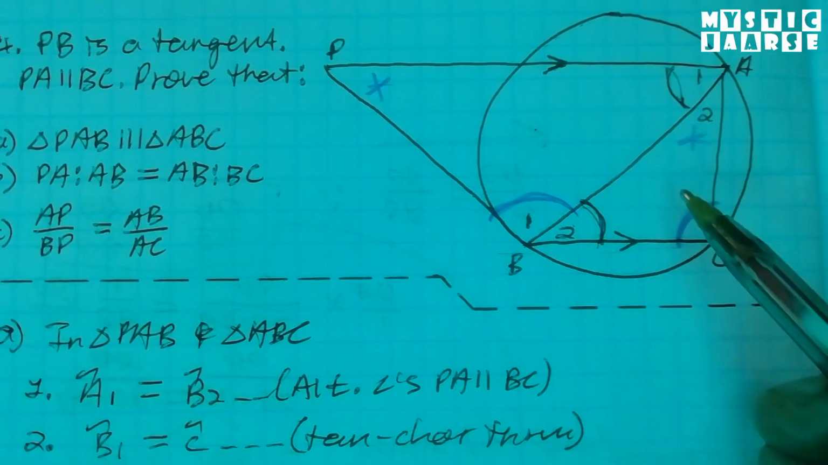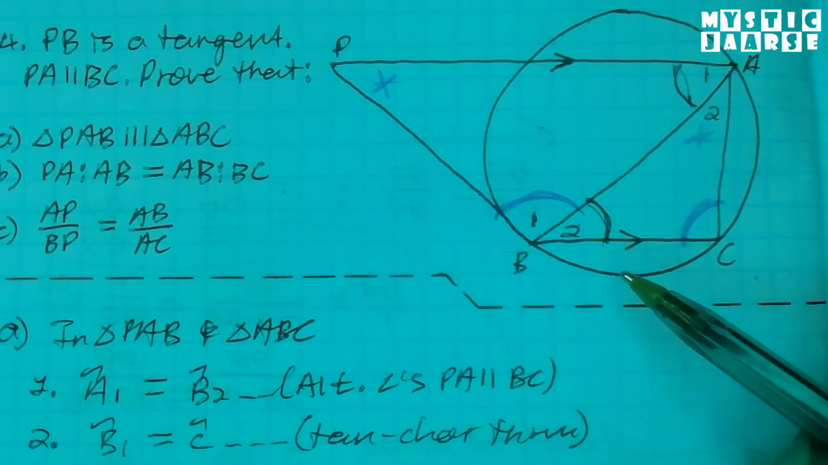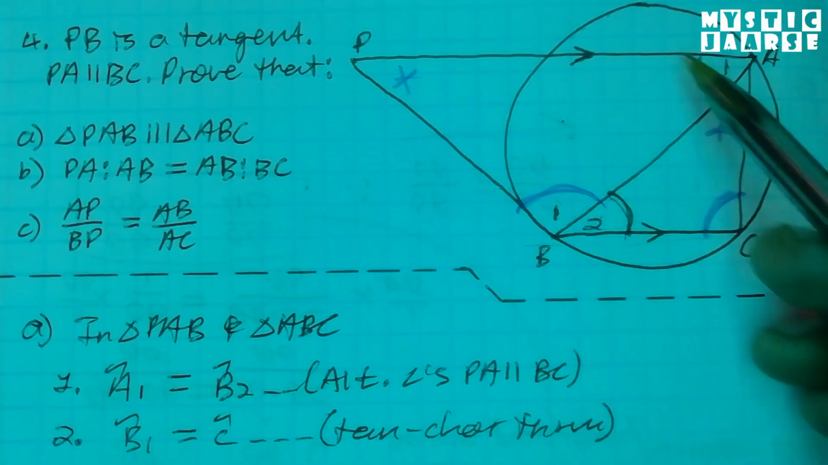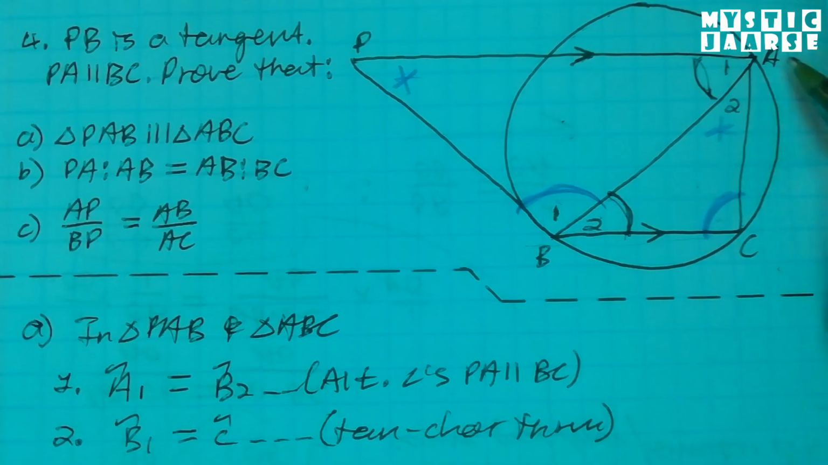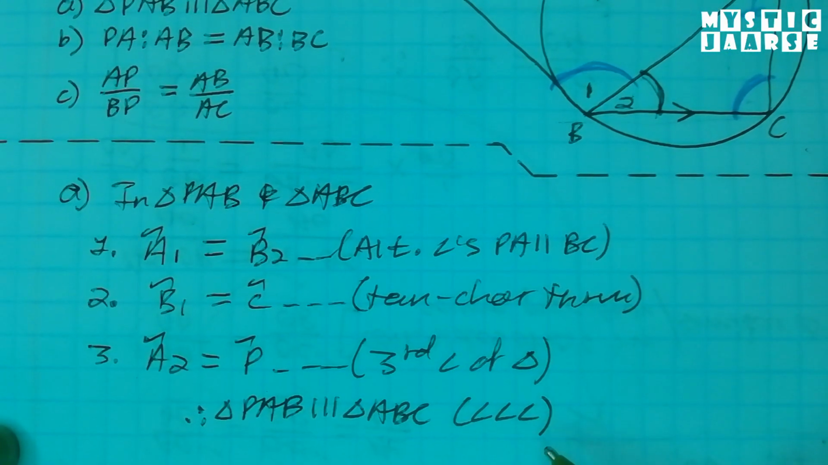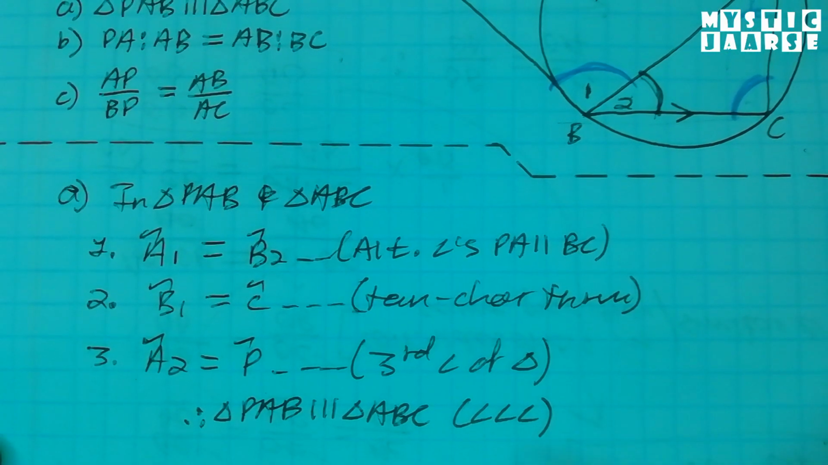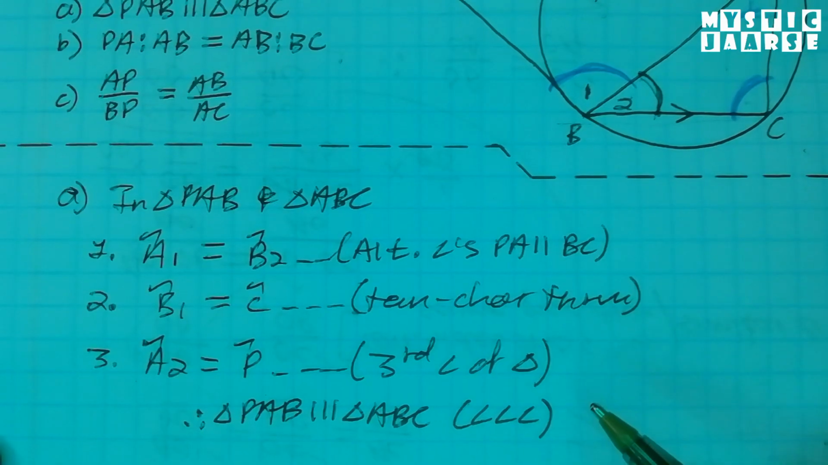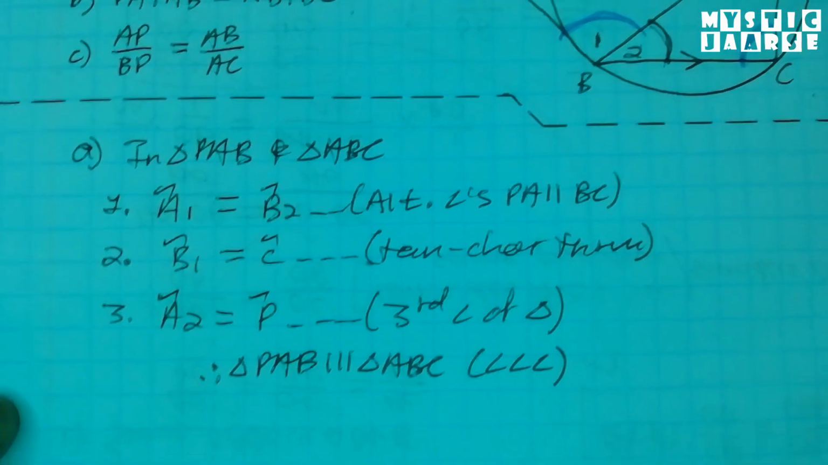Again, these two triangles, we have just proven that they are similar because this angle of this triangle is equal to this angle of this triangle, and we have found three angles from each triangle being equal to the other corresponding angles of the other triangle.